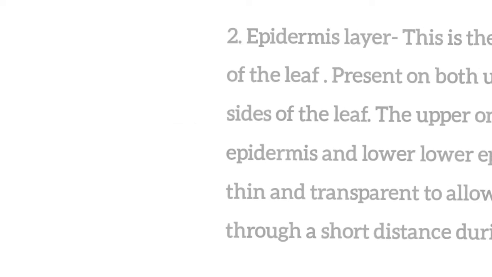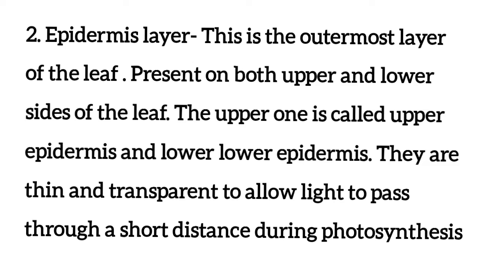The second part is both upper and lower epidermis. The epidermis is the outermost layer of the leaf. It is present on both upper and lower side of the leaf and are called upper epidermis and lower epidermis respectively. It is thin and transparent to allow light to pass through a short distance during photosynthesis.